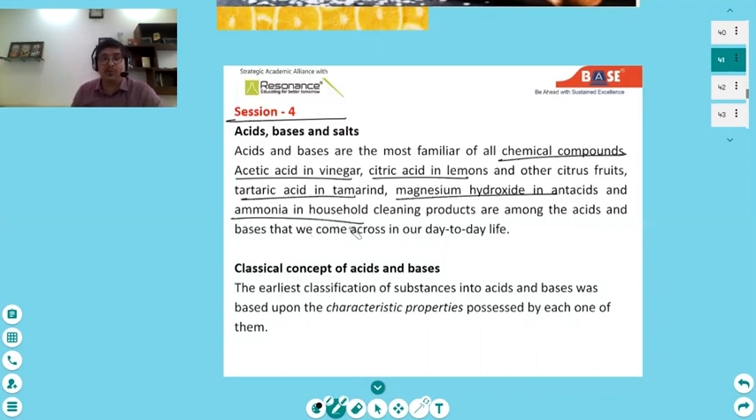Ammonia is used in the household, which helps in cleaning various apparatus, utensils, and even helps in cleaning the blockage in the pipes and all. So they are the bases and acids which are used in our day-to-day life.